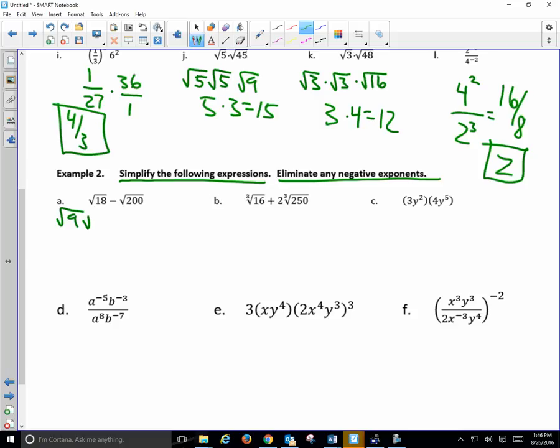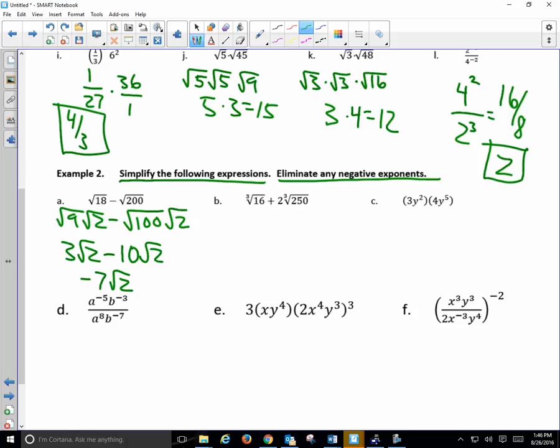Simplify square root of 9, square root of 2, square root of 100, square root of 2. In order to subtract them, the radicand, the number underneath the radical is referred to as the radicand, they must be the same. The square root of 9 is 3, so 3 roots of 2 minus 10 roots of 2. It's negative 7 roots of 2.